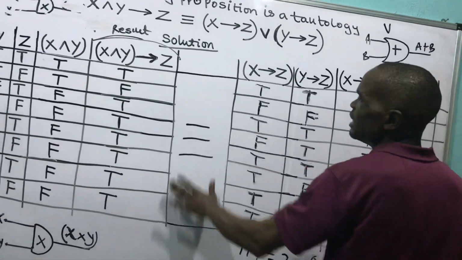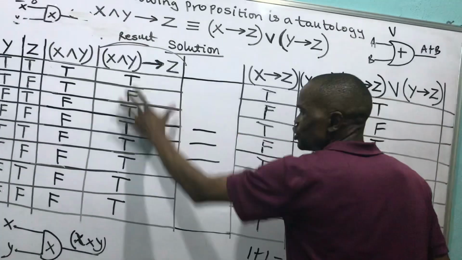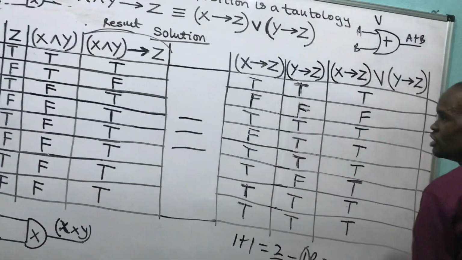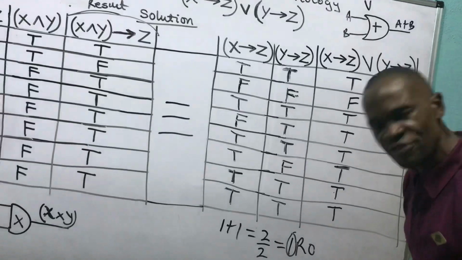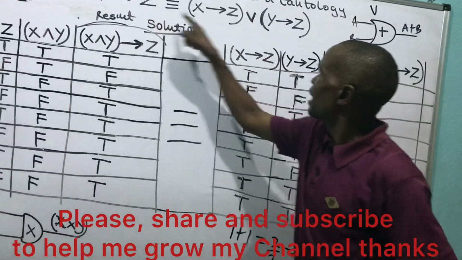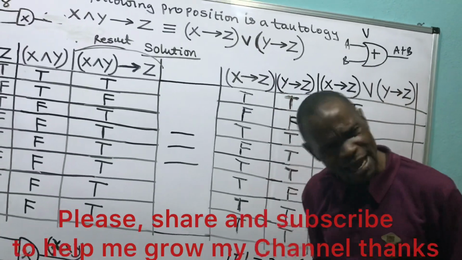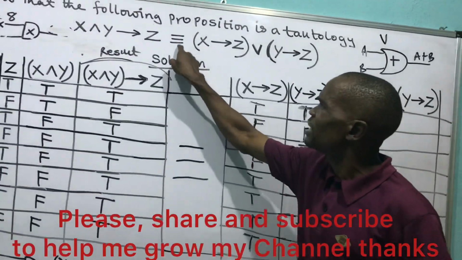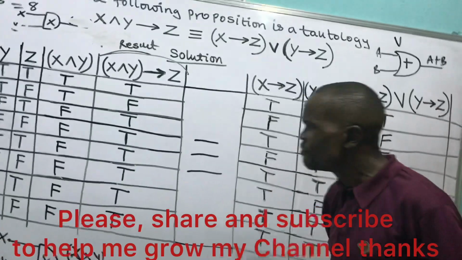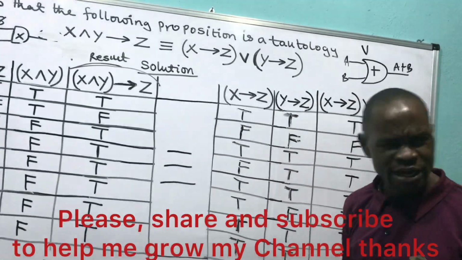I've already told you, the examiner, that this result is the same thing as this result. Therefore, it is equivalent. That means this expression and this expression, the result we got here and the result we got here, are the same. Therefore, they are equivalent. That is this symbol. This symbol means equivalent. They are equal. Are you getting what I'm saying?